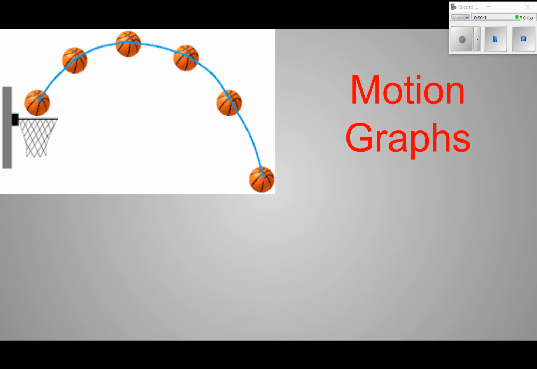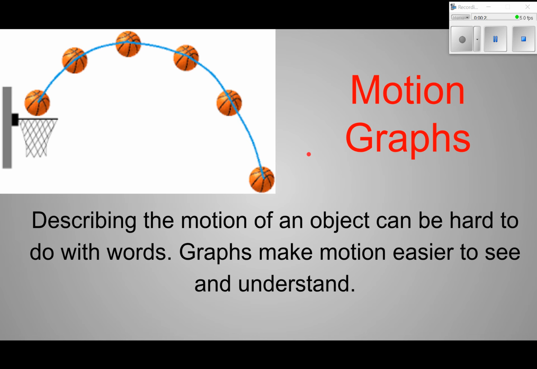Motion means to move, so we could talk about how this basketball is moving, and we could do that with a motion graph. Here's why we do this. Describing the motion of an object can be hard to do with words. Graphs make motion easier to see and understand. So we're just going to create a picture in a graph that's going to show us the motion.